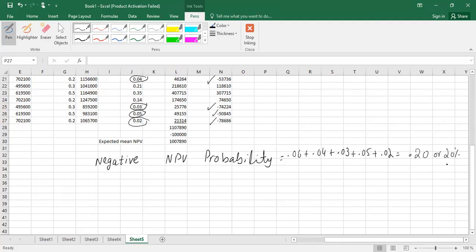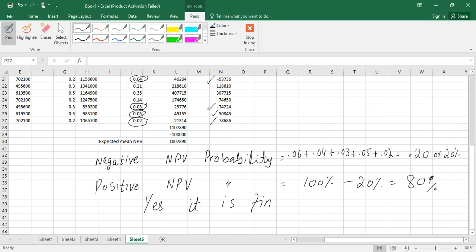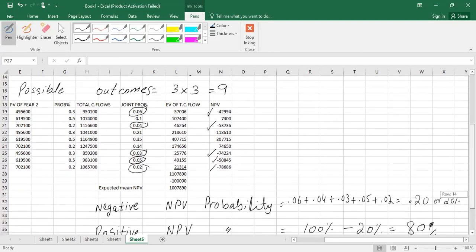If out of 100 there is a 20% probability that NPV will be negative, it means positive NPV probability is what? 100% minus 20%, 80%. So is this project financially viable? Yes, it is financially viable because there are 80% chances that this project will be in profit.